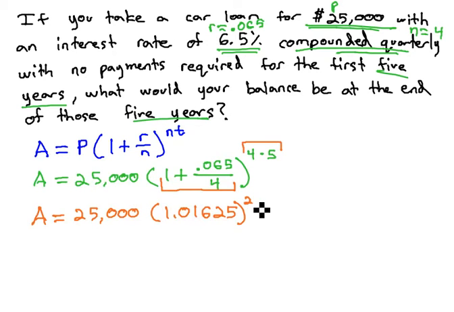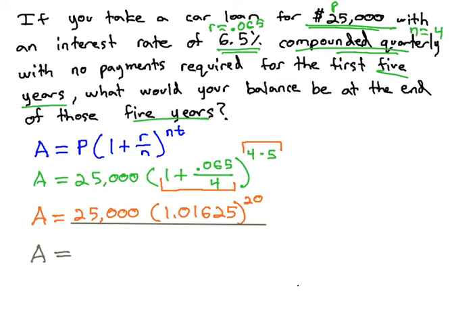In the exponent, 4 times 5 is 20. Now we should be able to calculate the final amount. Depending on the type of scientific calculator you use, you might have to start with the long decimal and raise it to the 20th power, and then multiply that answer times 25,000. Or some calculators are okay if you type it in exactly like it is, 25,000 times 1.01625 raised to the 20th power.